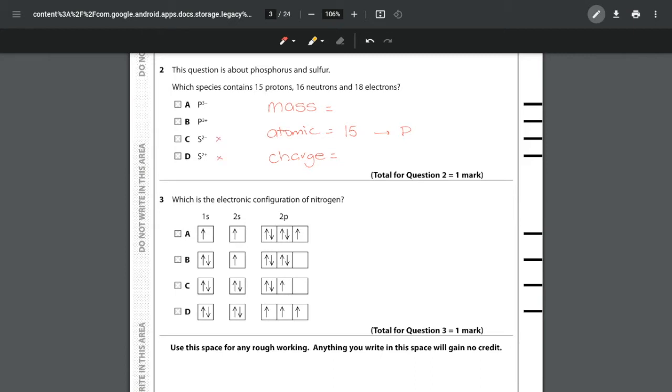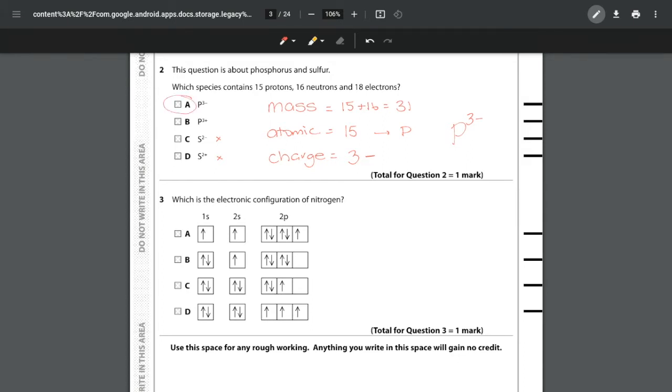Our mass is going to be the protons plus the neutrons. So 15 plus 16 giving us a mass of 31. And our charge is going to be the difference between the protons and the electrons. And I have 3 extra electrons, which means I have 3 extra negative charges. So this must be P 3 minus. So my answer has to be A.